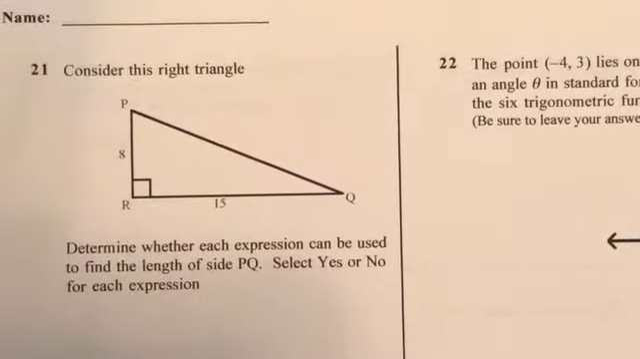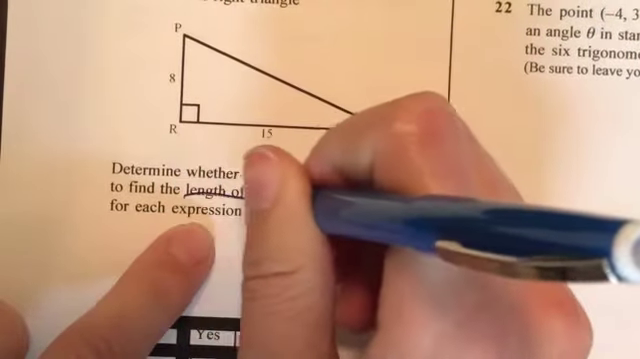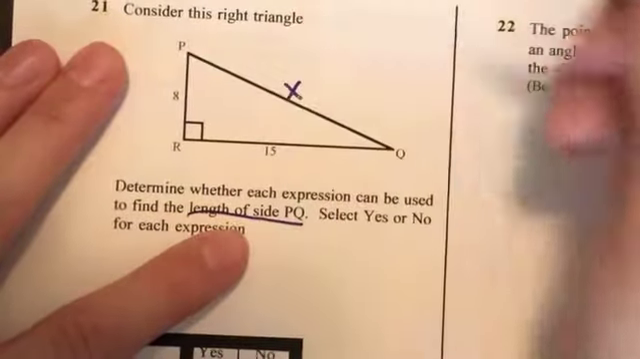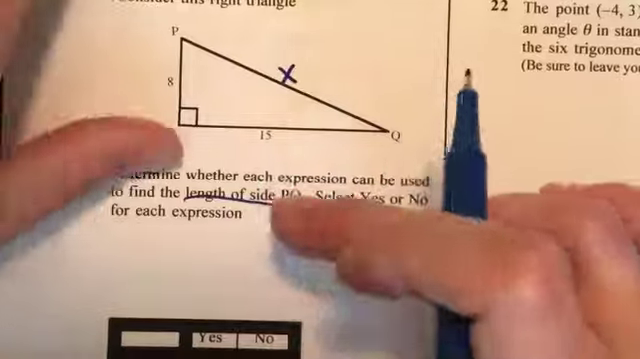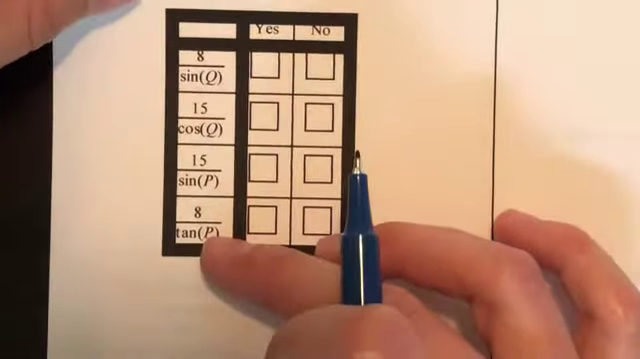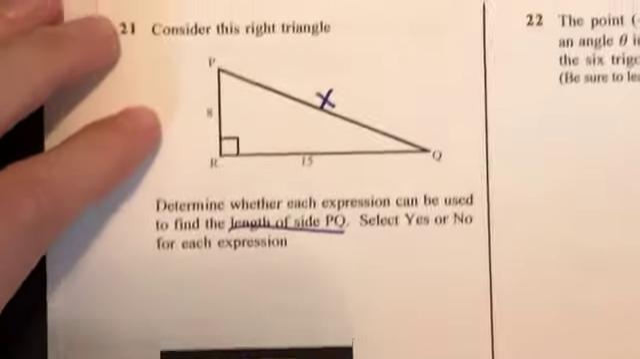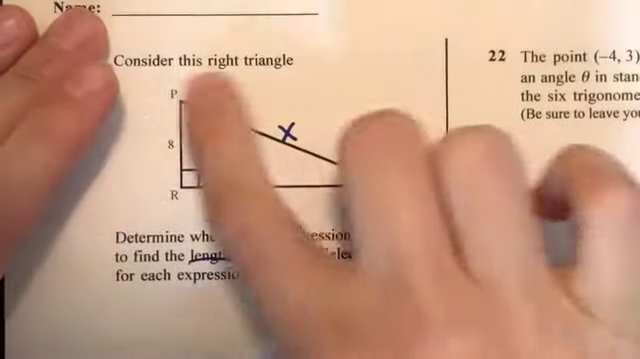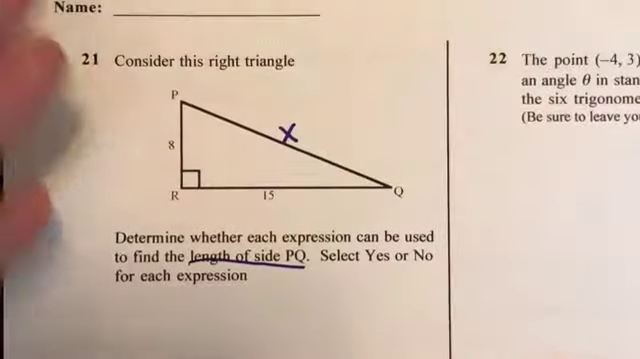Number 21, we're going to consider this right triangle and determine whether each expression can be used to find the length of PQ. So PQ, I'm going to put an X right there, and essentially we're looking to solve for X using the different functions. They use sine of Q, cosine of Q, sine of P, and tangent of P. We're going to mark yes or no for each one, and we're going to make sure that we understand how to read this triangle, how the sides are labeled.